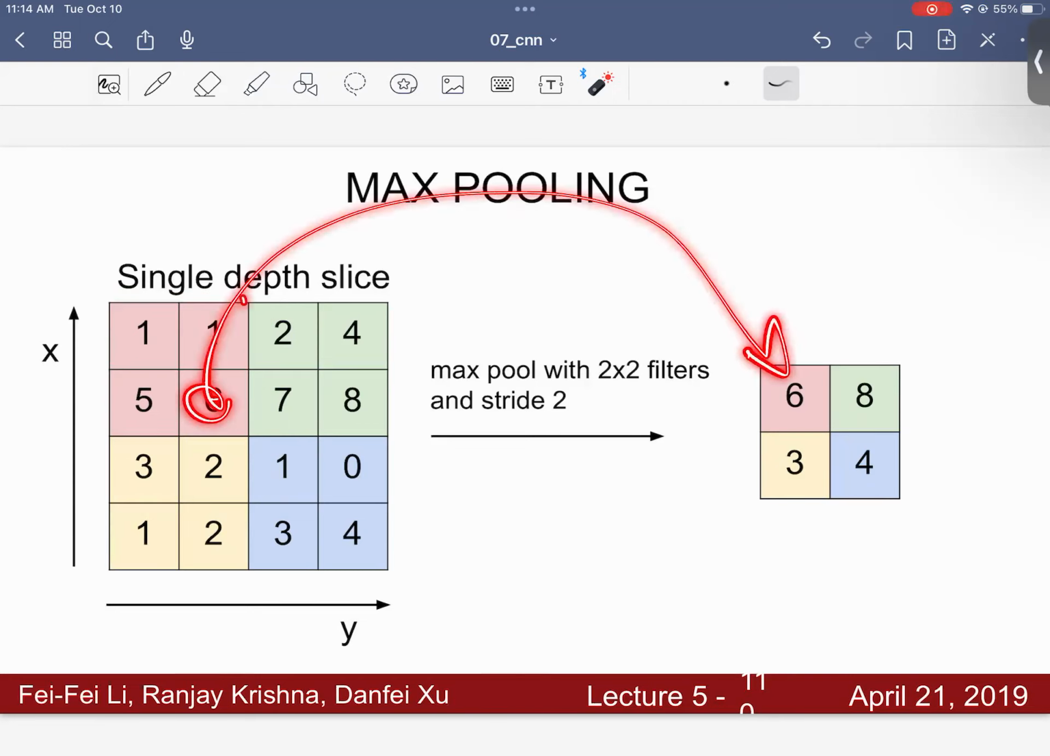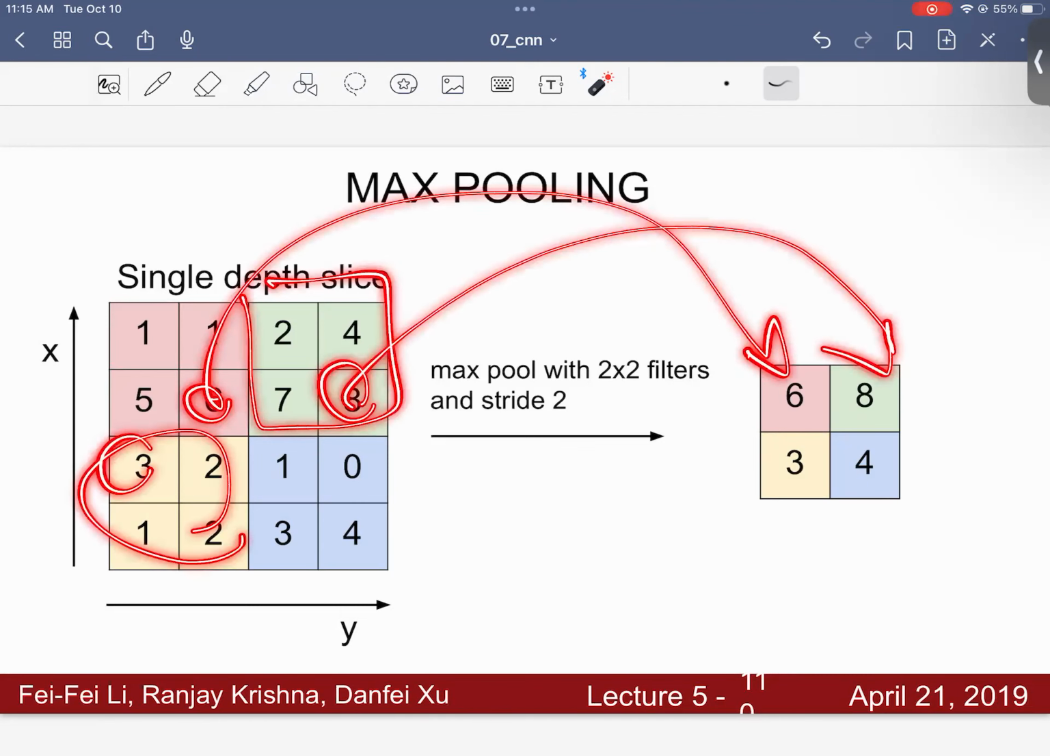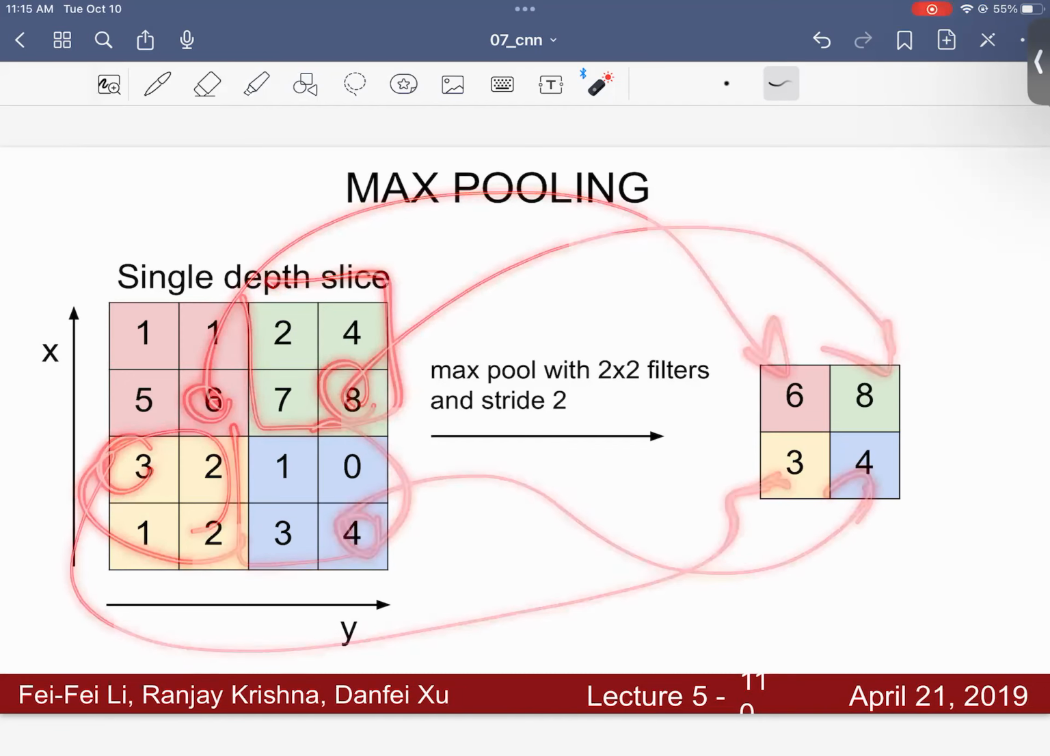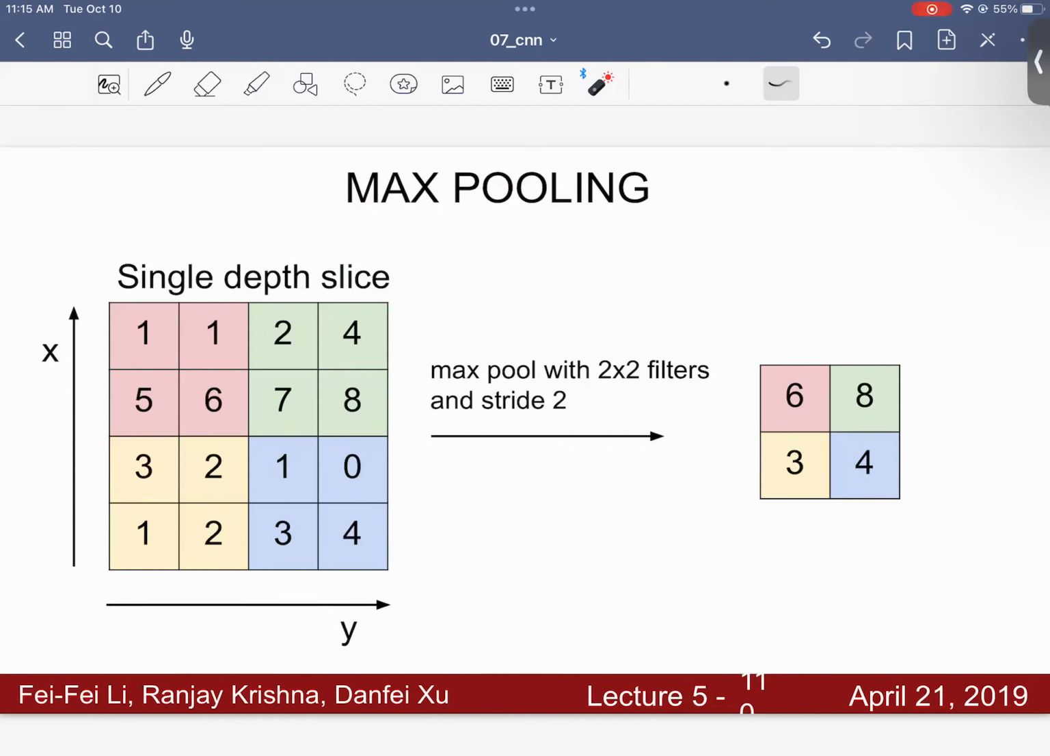So 6 here. You look at this part, the largest value is 8, so 8 here. Here, the max is 3, and 4, 4. So that's how you do max pool. And obviously, average pool would be just averaging these values, like 1 plus 1 plus 5 plus 6, divided by 4. 2 plus 4 plus 7 plus 8 divided by 4. So that would be average pooling.